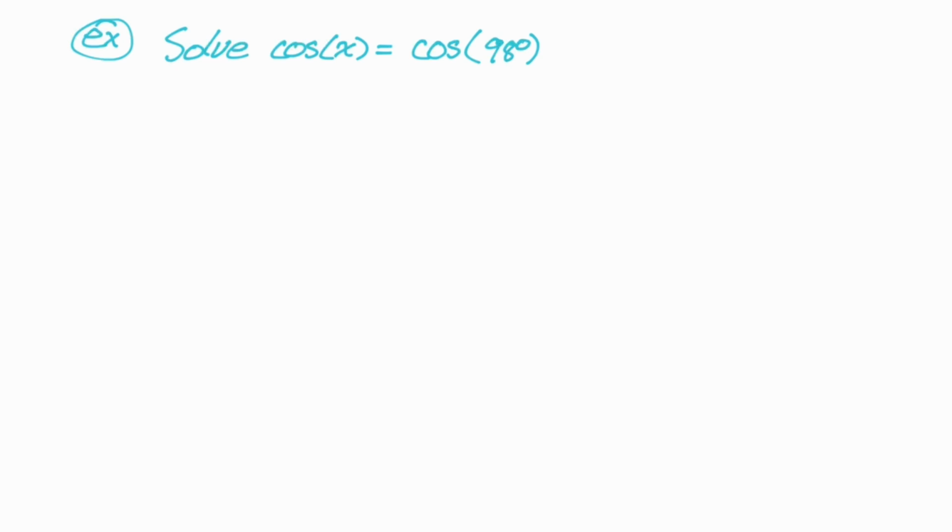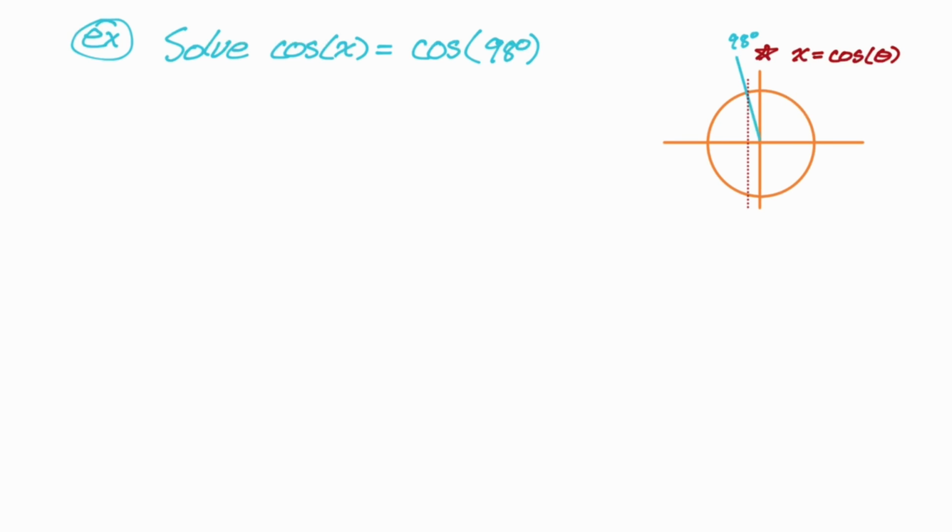This one, I just gave you a principal angle. So 98 degrees is between 0 and 360. I'm just going to start off by drawing the unit circle with 98 degrees. Cosine is the x coordinate, so we know that. So a vertical line in this case, where that vertical line intersects the unit circle, those are our two solutions.